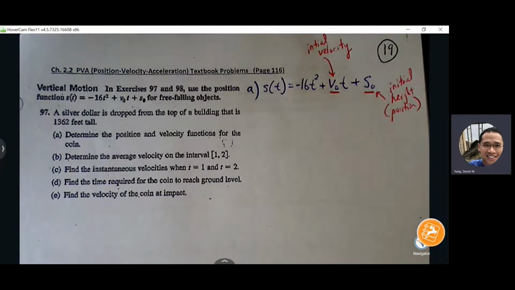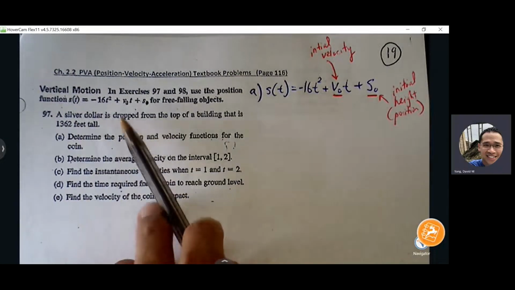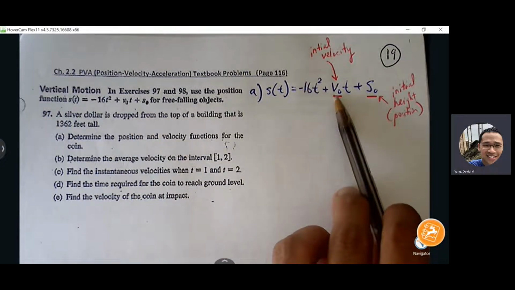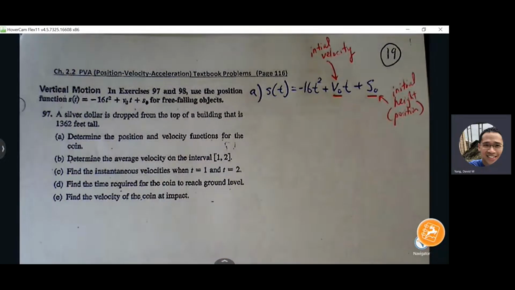A silver dollar is dropped from the top of a building that is 1,362 feet tall. Okay, so the dollar is being dropped. So what's the initial velocity? Zero, right? So it's not being thrown down; it's dropped. So at that moment that you let go of the coin, it's not moving for that brief second. So we consider that v sub 0 as 0.